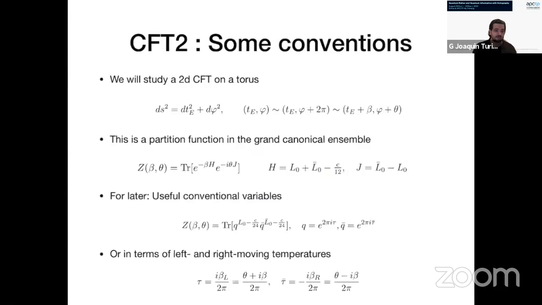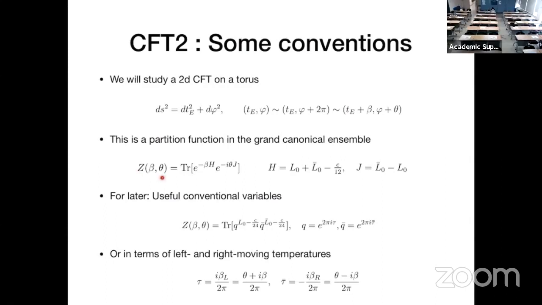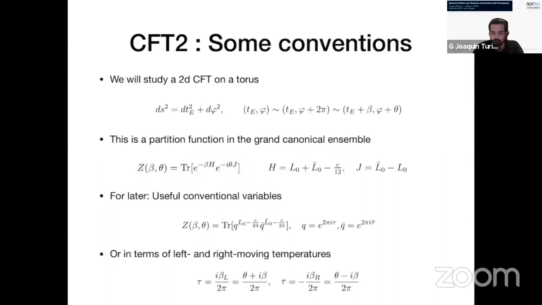Okay, so going back a little bit to some conventions. So the Euclidean time on the boundary is t_E, the spatial circle is phi. And I will look at the boundary torus with this identification. So beta is the inverse temperature and theta is the chemical potential of angular momentum. The partition function is given by this trace over the Hilbert space.